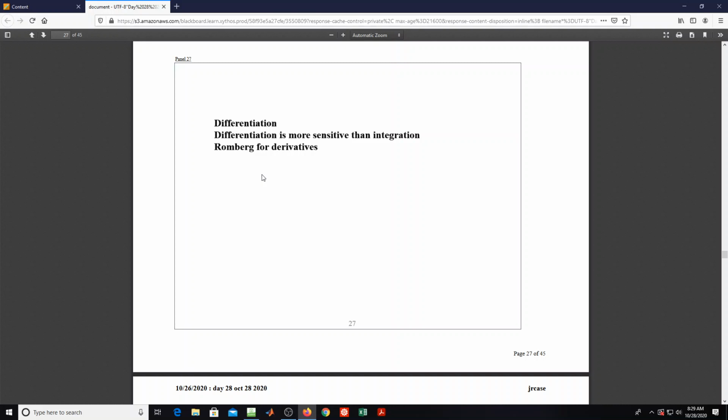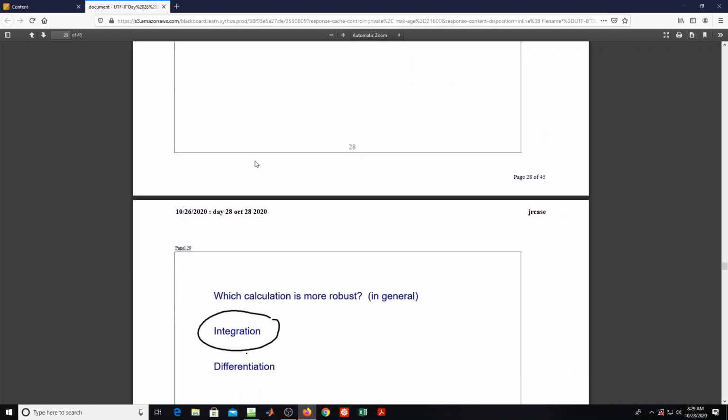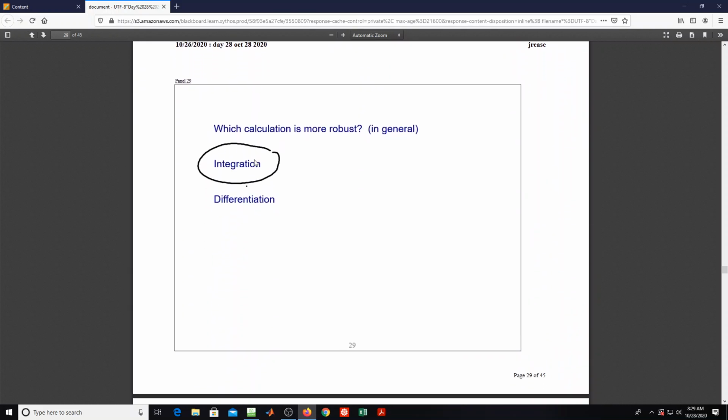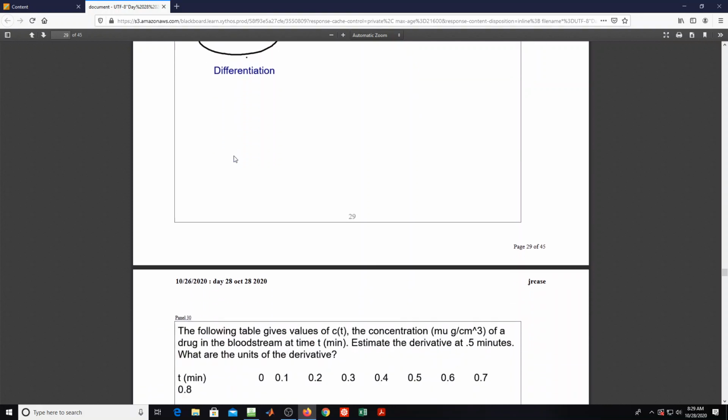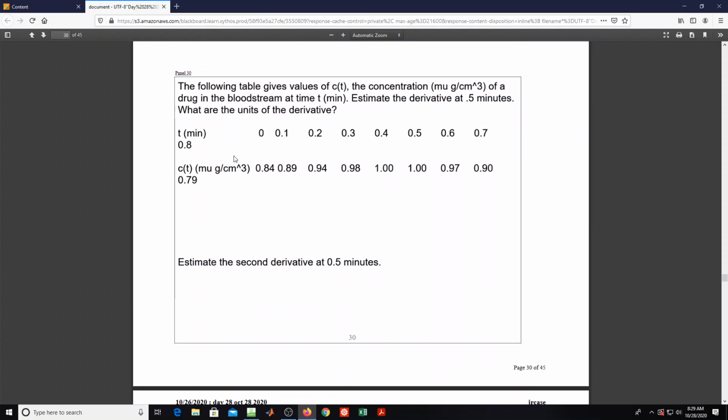All right, we can use the same sort of thing for derivatives and the Romberg differentiation. More robust is integration in general. Let's try the same thing. Let's try to calculate the derivative at 0.5 minutes. The concentration of a drug in the bloodstream, sort of like your problem of trying to figure out when to give the dosage. What are the units of the derivative?